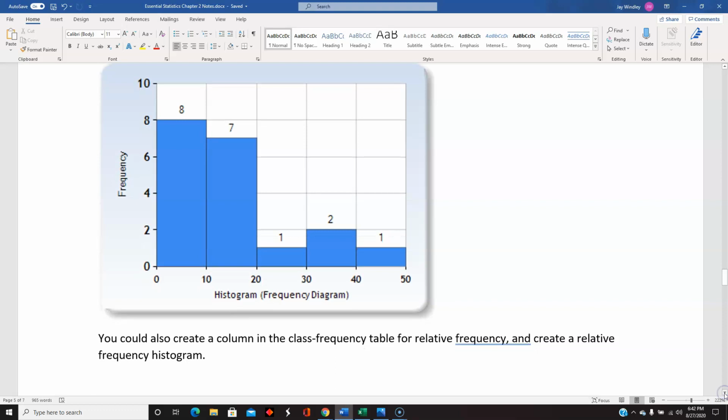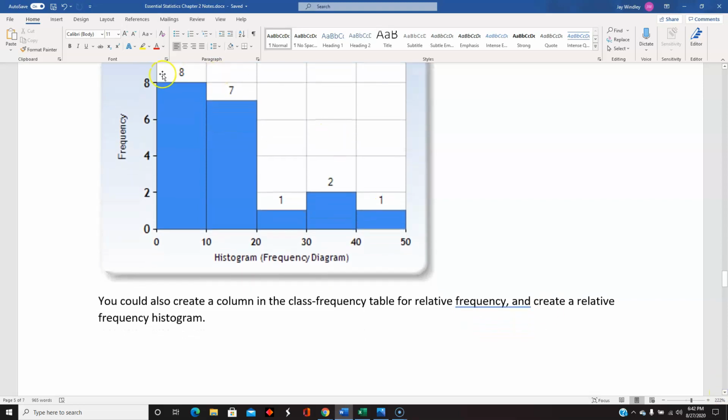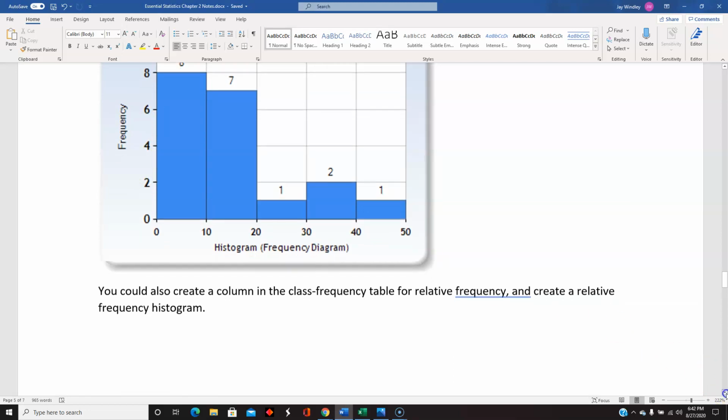Also, you could create this histogram by adding a column to the class frequency table that shows relative frequency and create something called a relative frequency histogram. I'm not going to show that here, but it would be created in the same way. The only difference is these numbers on the y-axis would be decimals corresponding to the relative frequency.